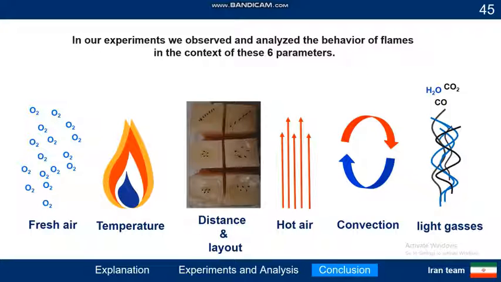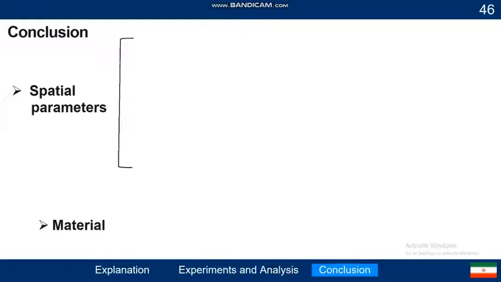In my experiments, I observed that there are 5 important parameters that cause these modes. The first one is the fresh air, the second one is temperature, and the other is the distance in the layout. Again, it is the hot air and the light gases that exit from the middle of the candles. And the next one is convection.